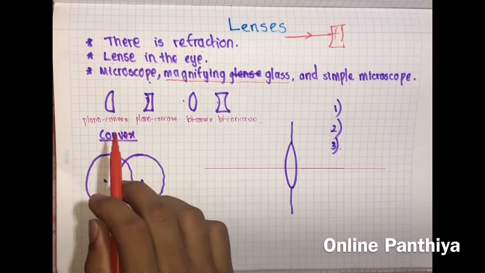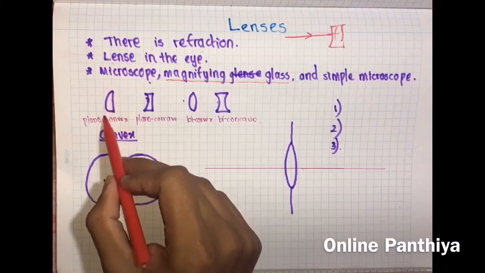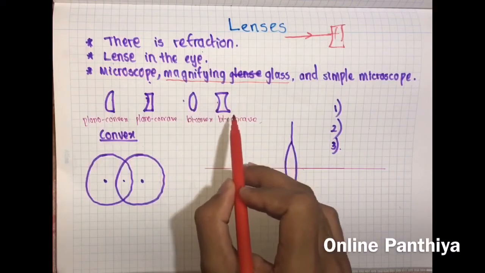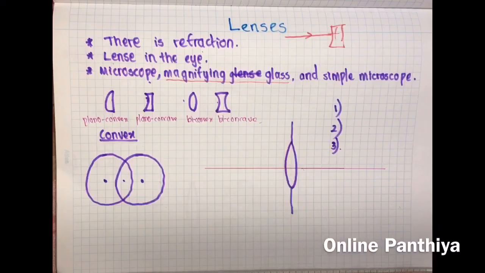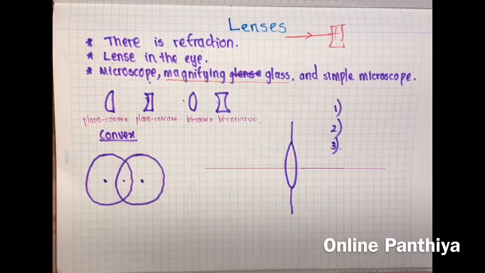Okay, now you know the two types of lens. We will be studying about convex and concave lens. This is called planar because there is only one lens on one side, and these are called biconvex and biconcave because there is a lens on both sides. Okay, is that part clear? Now let us move on to the first type of lens, that is the convex lens.